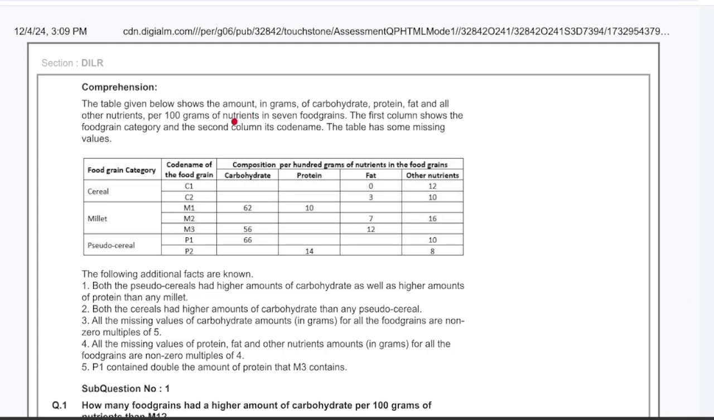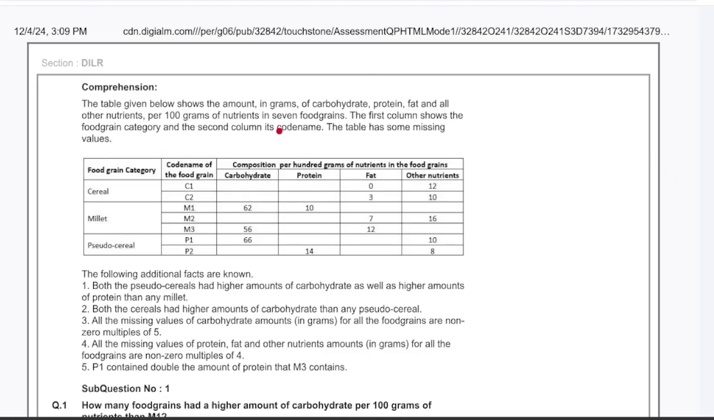CAT 2024 Slot 3 LRDI Puzzle 1. This was a missing numbers puzzle where a table has been given to us and we have to fill this table and answer the questions. Let's start solving it out.